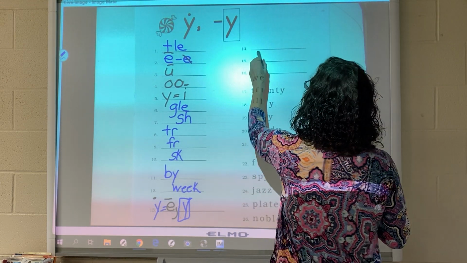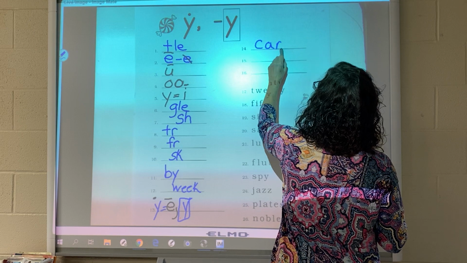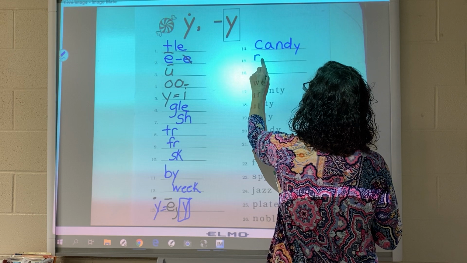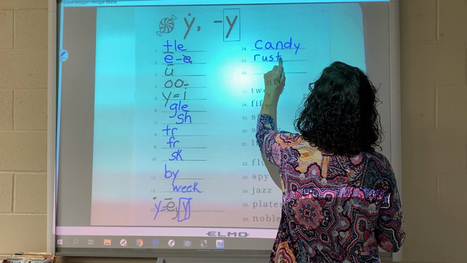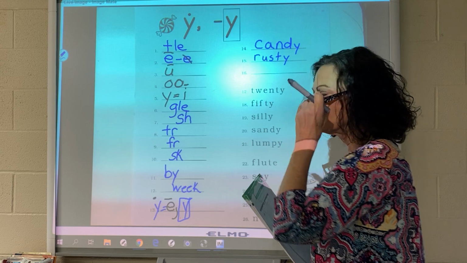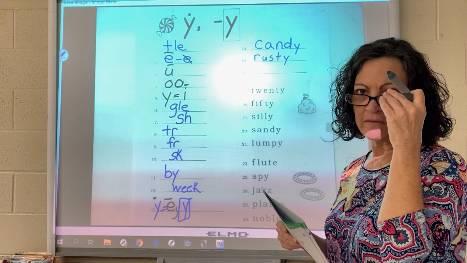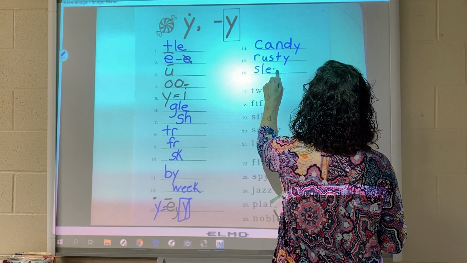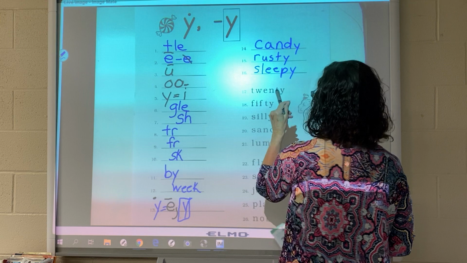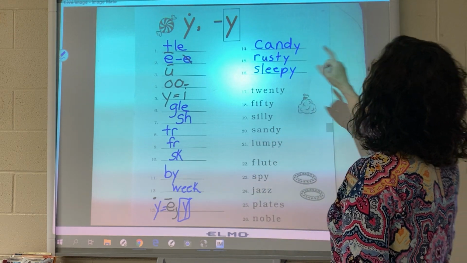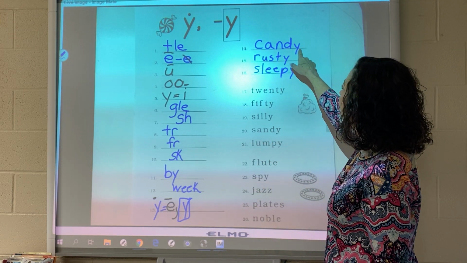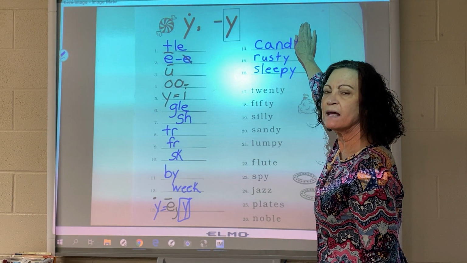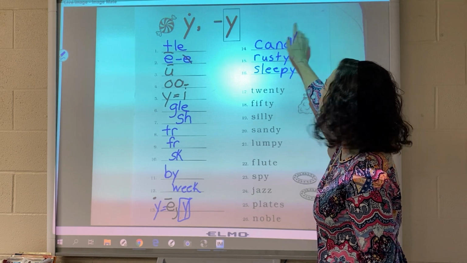Next we have candy. Oops, there's that Y. Silly Y. Rusty. These are all two-syllable words, so we know it's either a suffix or it's going to say the long E sound. So, let's see. Candy, that is acting as a vowel because I cannot take that Y away and have a root word. Canned is not a word, so this is candy.